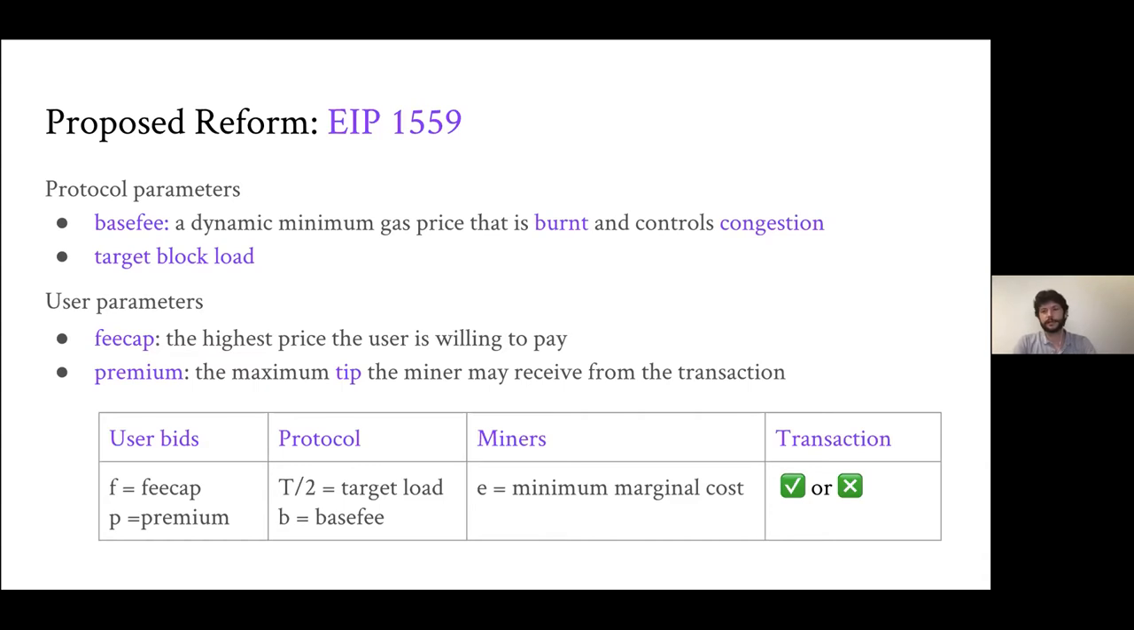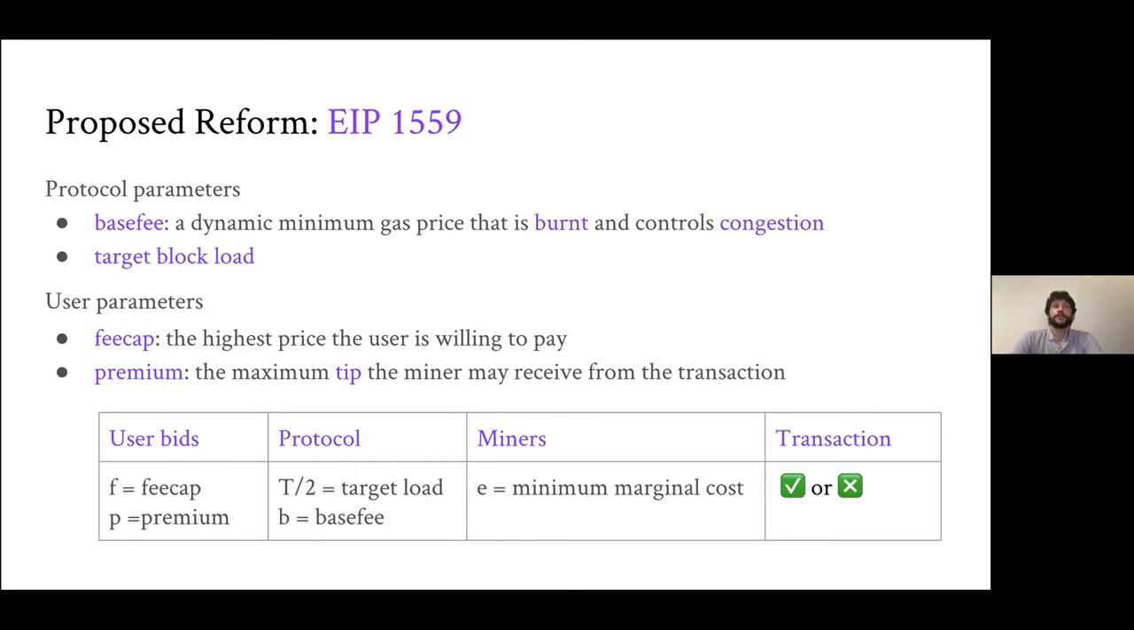And then there's a target block load, which in the case of Ethereum is going to be roughly half of the maximum block load. Okay, the idea is that this is the desired operational load that the system designer wants. This is what I want to enforce.